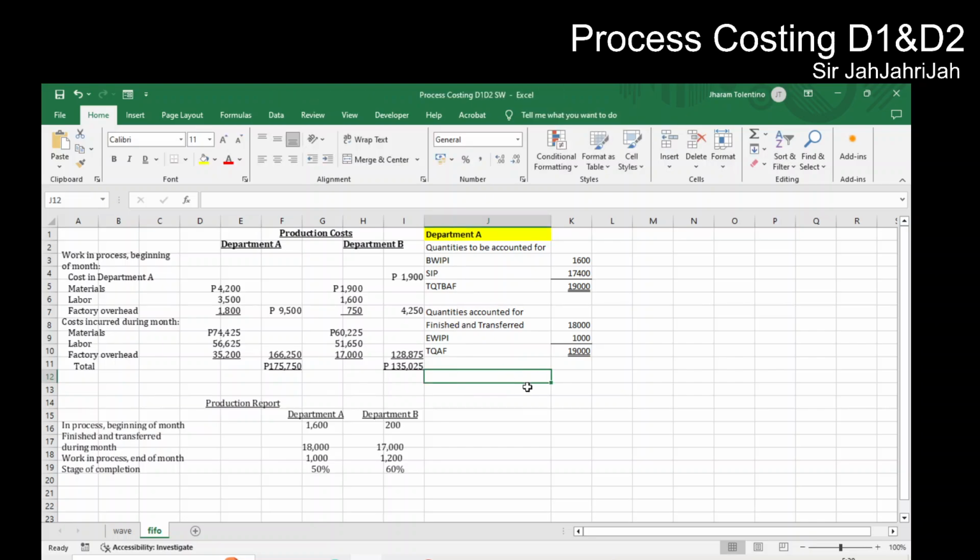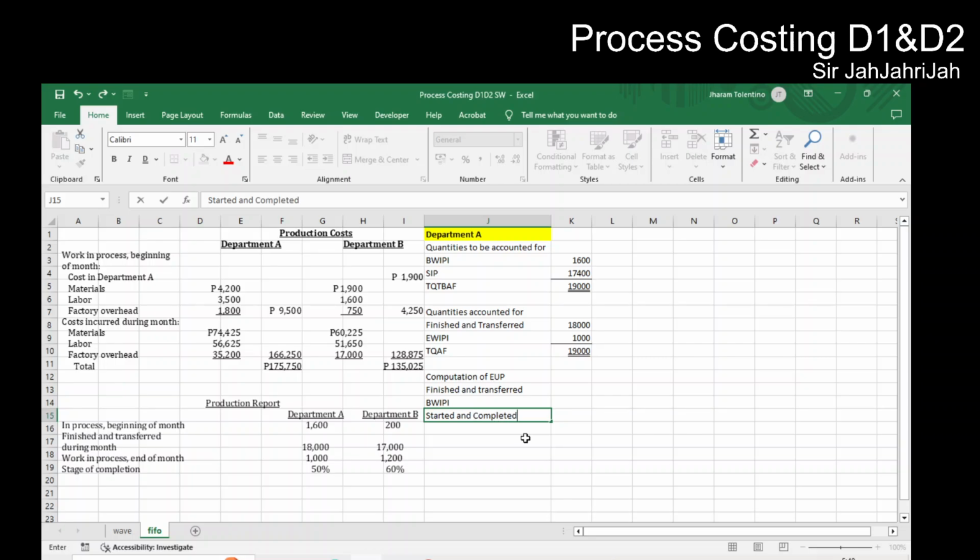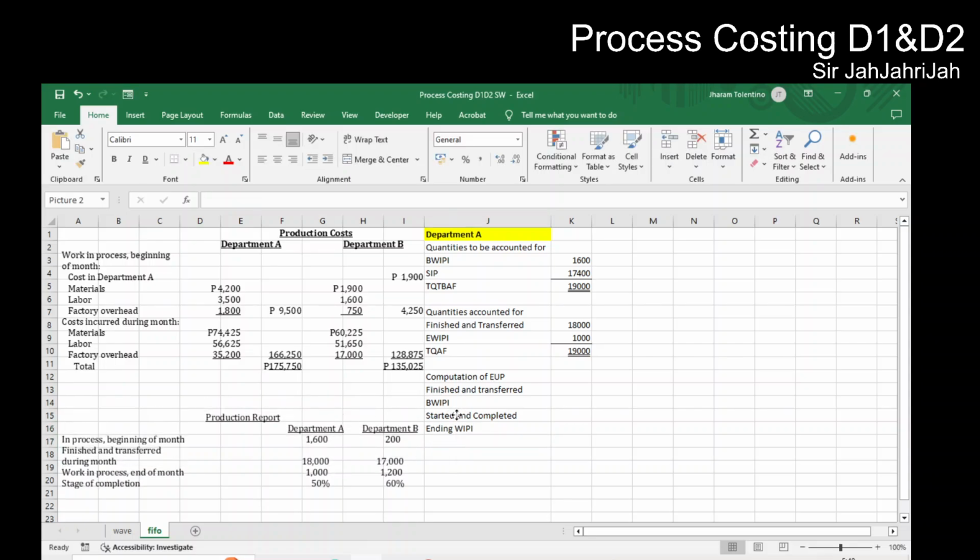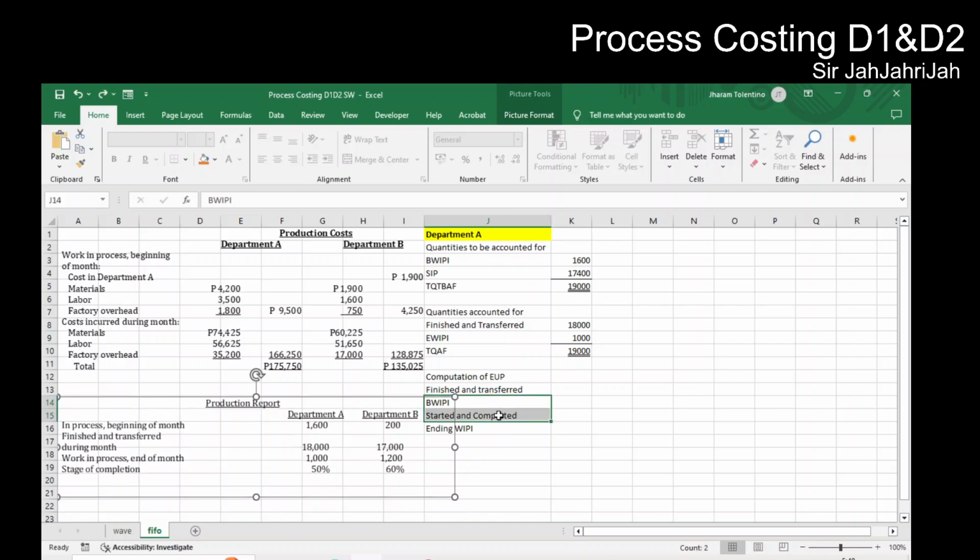After that, we're going to compute for the EUP, the computation of the equivalent units of production. We have finished and transferred. This time we need to identify what are the units coming from the beginning work in process inventory, and started and completed. And then we have the ending work in process inventory.